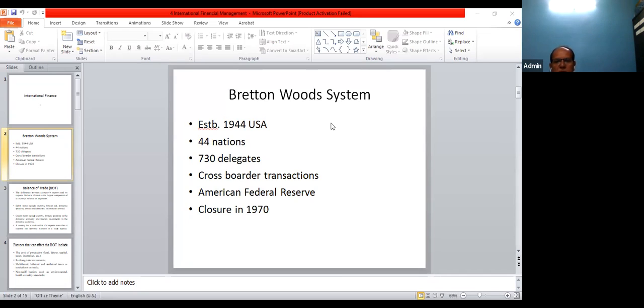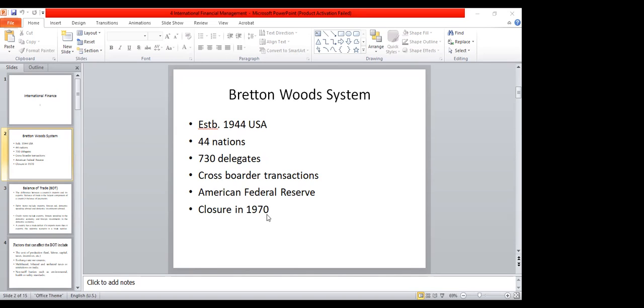And because of this reason, finally there was a collapse of this system in 1970. Remember this year. This Bretton Woods system collapsed. It means there was a closure in 1970. So the establishment year was 1944, and the closing year? What was the closing year of the Bretton Woods system? Closure year, 1970.